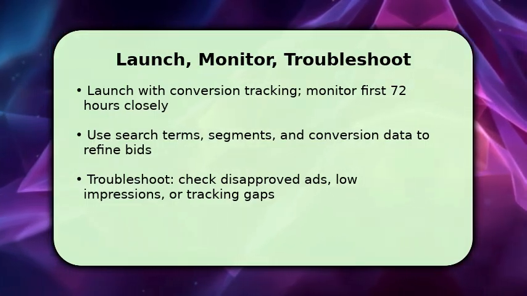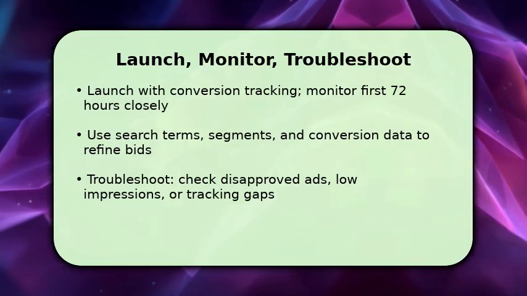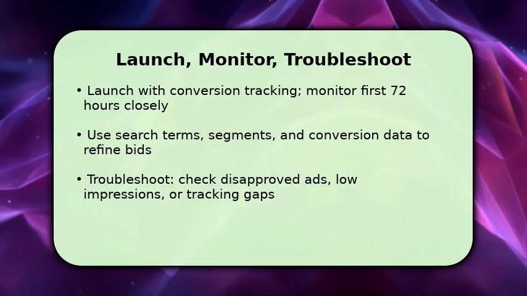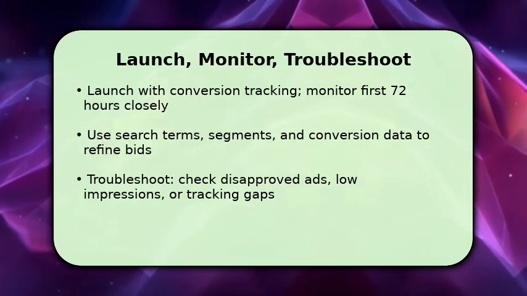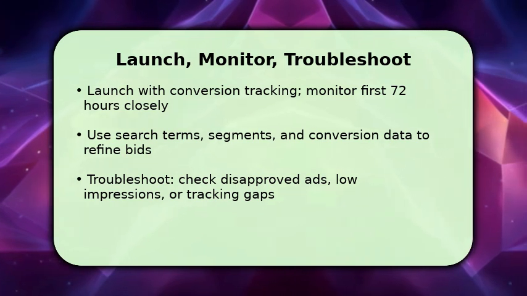If performance stalls, check common issues: disapprovals, low search impression share, or missing conversion tags. If conversions don't record, verify tag firing and linked accounts. Fix those and resume optimization.